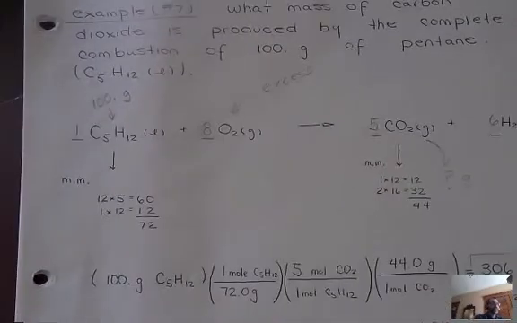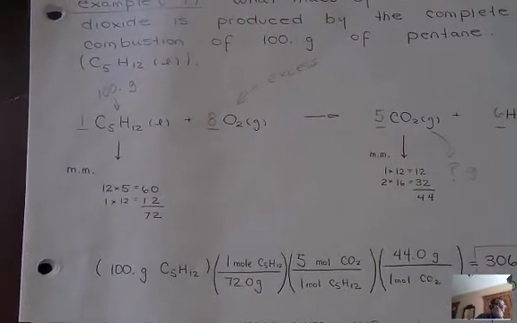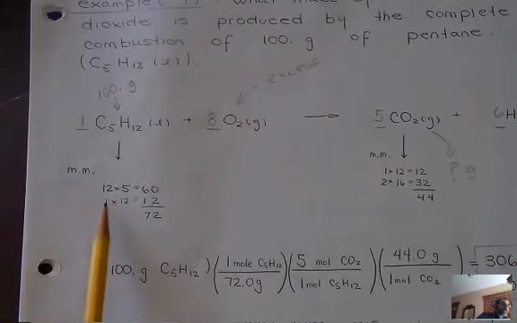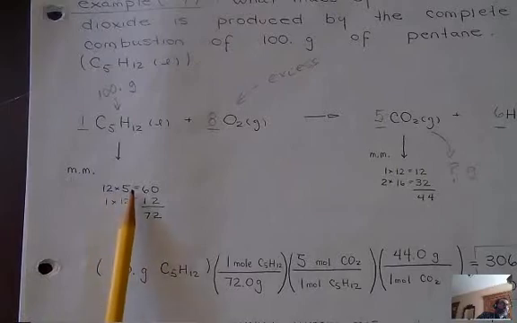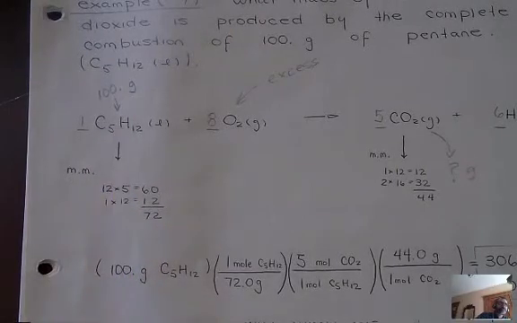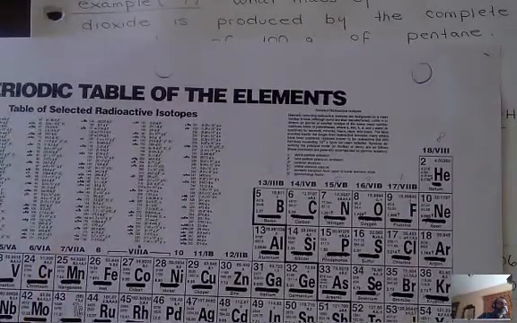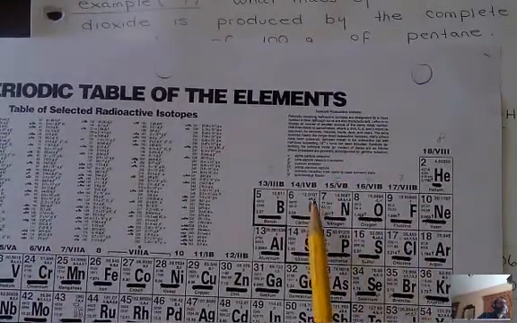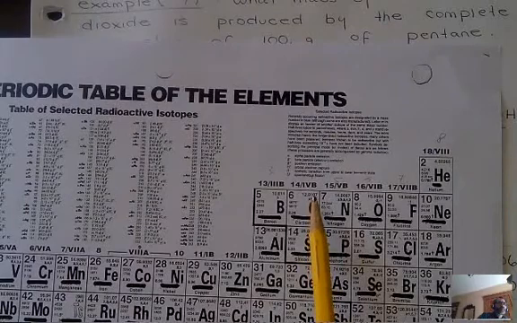So on the side here, I did the 2 calculations. The molar mass for pentane is the carbon's contribution. Each carbon is worth 12, times 5 of them. That gives you 12 times 5. Where did the 12 come from? Periodic table, right? 12.0107 is close enough to 12.